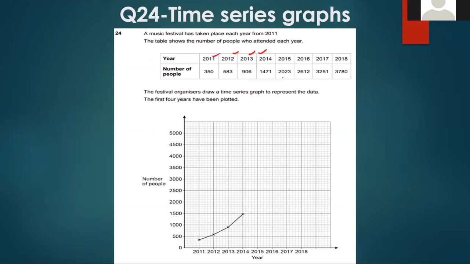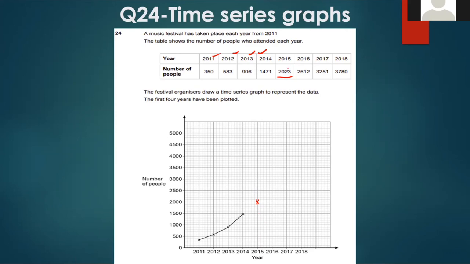Next is 2015. We need to work out the number of people for 2015, using the graph to show where it goes. We need to have it plotted from 2014 to 2015, so we need an answer there for our line, which is approximately there, okay? Obviously, it's quite hard to draw here.